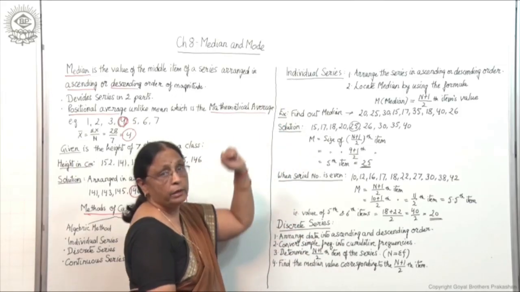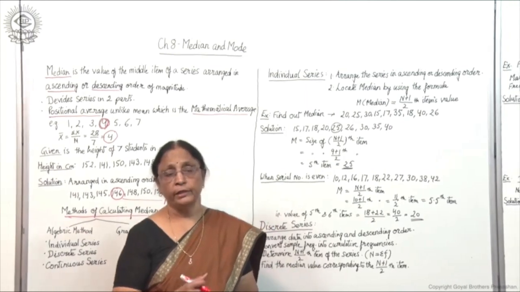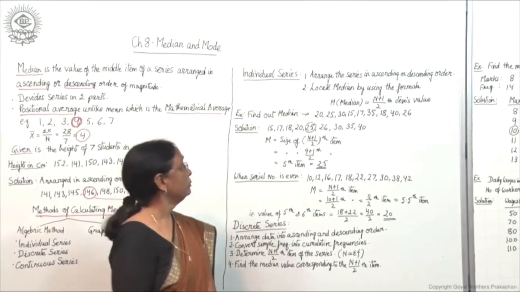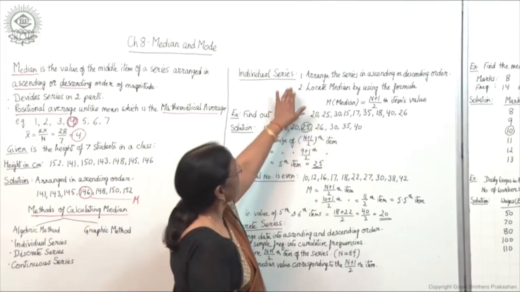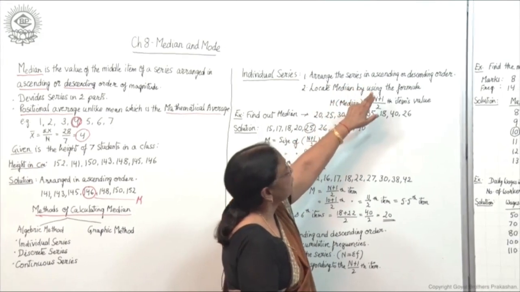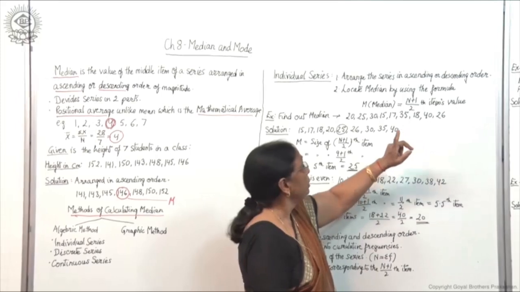First we'll take individual series, right? And you know very well that in the case of individual series, frequency is not given. Now first step again here, arrange the series in either ascending or descending order.